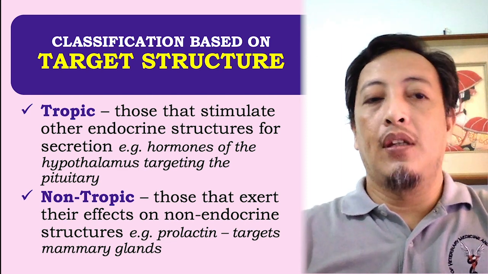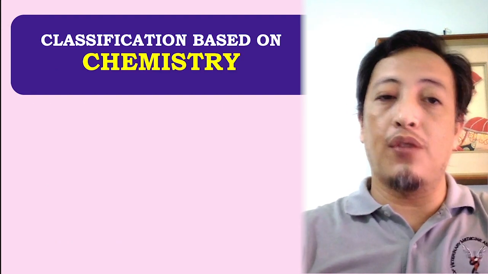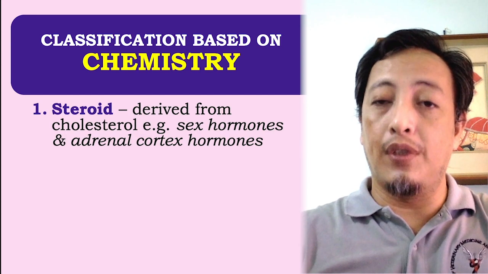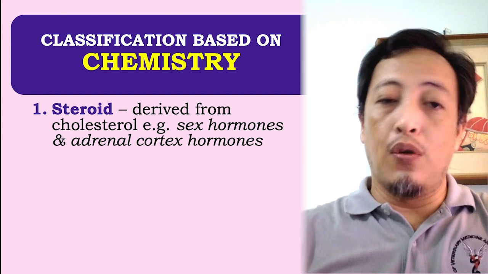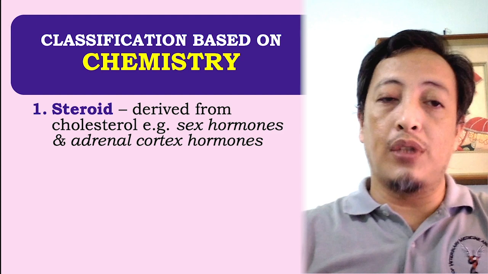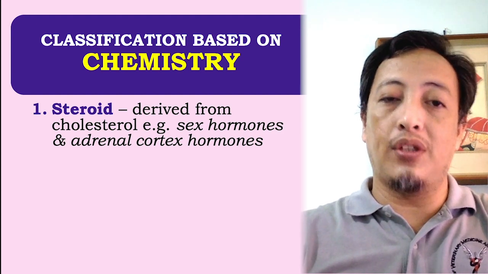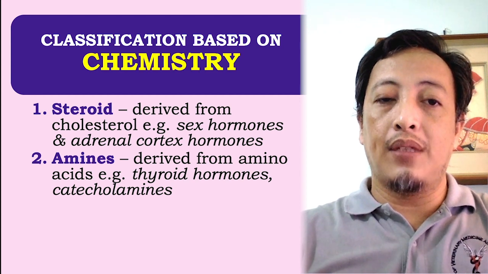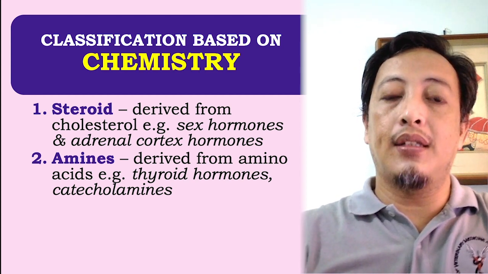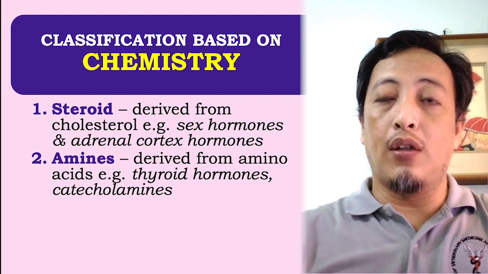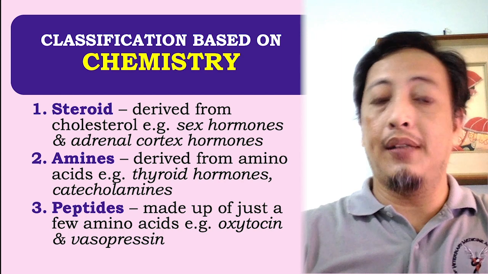Okay? So for now, we'll stop with that and then we'll go to classification based on chemistry. Okay? So which is much more of our concern for this session. Okay? So hormones are classified into steroid hormones. These are hormones that derive from cholesterol. So this includes sex hormones and adrenal cortex hormones. Then amines, which are derived from amino acids. This includes thyroid hormones and catecholamines. So ang catecholamines examples are epinephrine and norepinephrine.